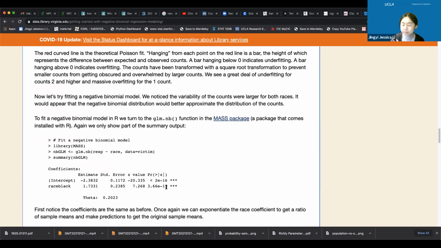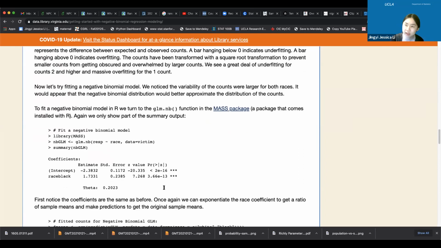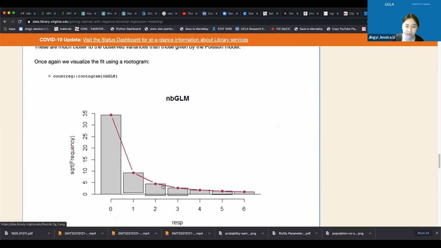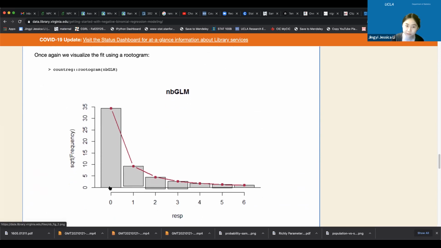So if you want to draw a binary decision, do I reject the null hypothesis that race has no effect? For both Poisson regression and negative binomial regression, your answer would be rejection because the p-values are very small. But if we inspect the fitting using also the rootogram, you will see that it's actually doing a better job. Because if you look at the bottom, now you see the bars are closer to the horizontal 0 line, which means that you have less discrepancy between the fitted frequency and the observed frequency.